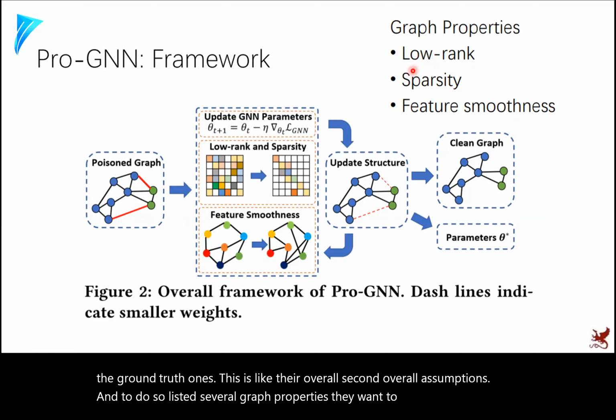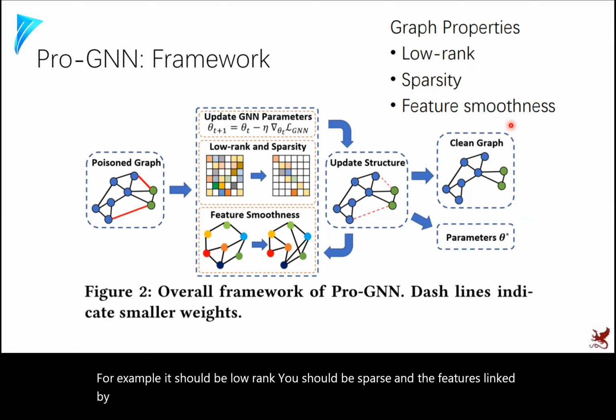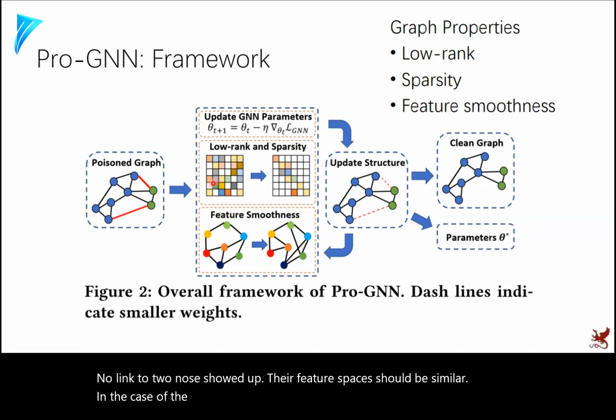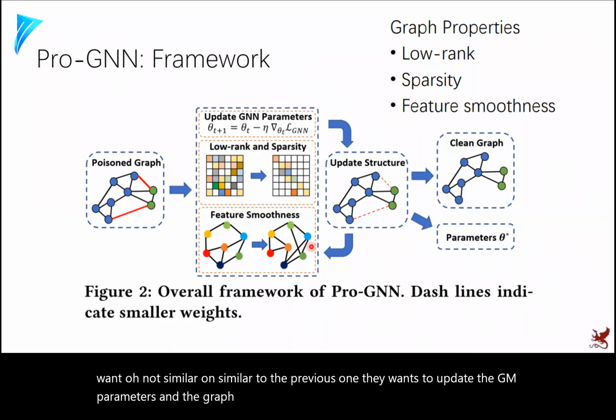For example, it should be low rank, it should be sparse, and the features of the two linked nodes should be similar. In that case, they design such algorithms. Unlike the previous ones, they want to update the GNN parameters and the graph structure somehow simultaneously.